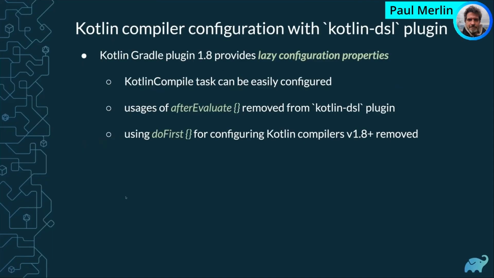With Kotlin 1.8, the Kotlin Gradle plugin on which our Kotlin DSL plugin relies started exposing the compiler configuration properties as Gradle lazy properties. And so in Gradle 8.1, we leveraged this to make it much easier for folks to further configure the Kotlin compile task in such projects, because before that, we were using afterEvaluate and doFirst internally, which was of course a bad smell, but it was getting in the way of users configuring their Kotlin compile tasks. So that's now fixed.